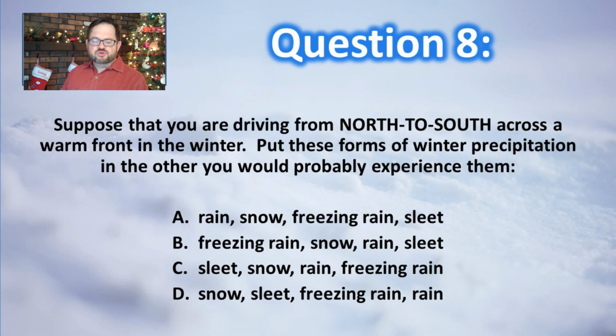Question 8. Suppose you were driving from north to south across a warm front in the winter. Put these forms of winter precipitation in the order you would probably experience them. It's rain and snow and freezing rain and sleet. Tell me what order they should be in as you drive from north to south. Make a choice from those 4 options and get a little feedback before we move on to question 9.